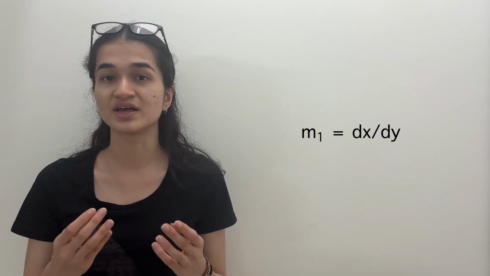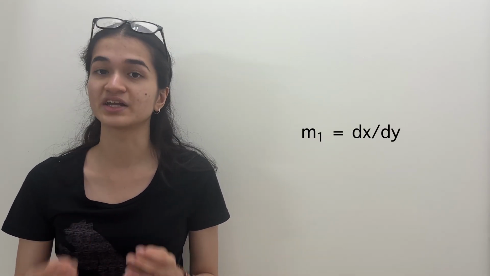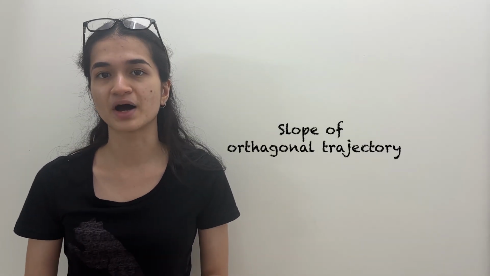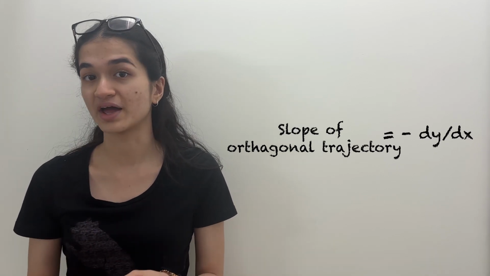So say that the slope of a given family of curves m1 is equal to dy by dx. This means that the slope of its orthogonal trajectory is given by minus dx by dy. This is the essence of the concept of orthogonal trajectories.